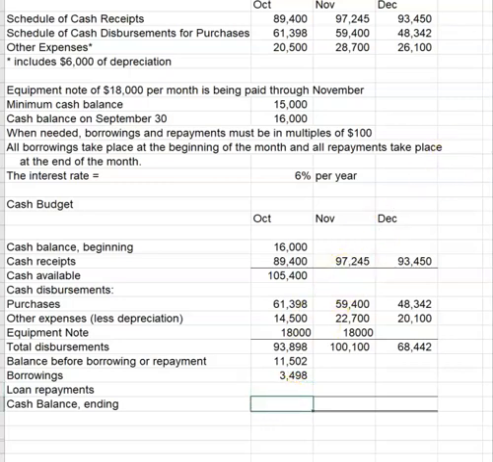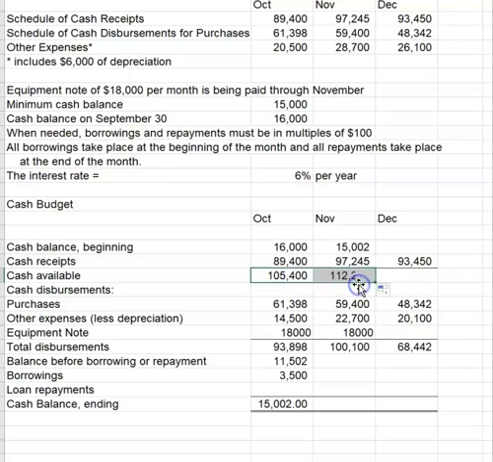So we need to borrow, and I'm going to do that here. However, we can't just borrow $3,498. It says we have to borrow in multiples of 100, so we're going to actually borrow $3,500. Okay, and then we have that minimum balance of $15,000 too. Our ending balance in October becomes our beginning balance in November.